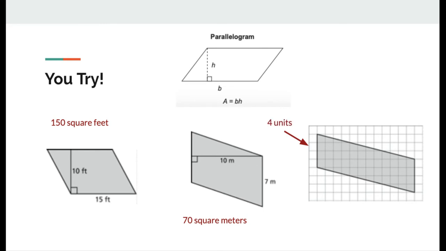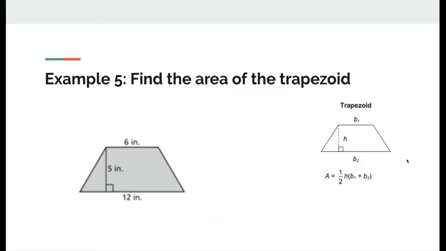So the height is 4 units long, and the base is 12 units long. So you have to go and connect one side of the parallelogram all the way across to the other side, and there are 12 units there. So you should have gotten 48 square units for the area of that last parallelogram.